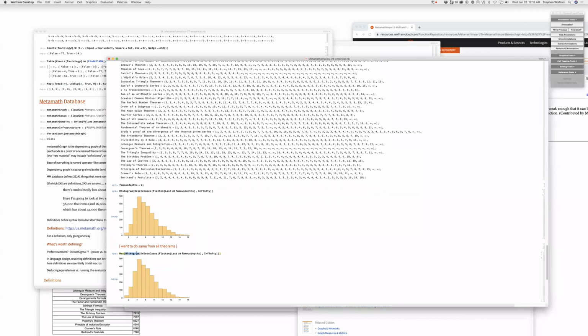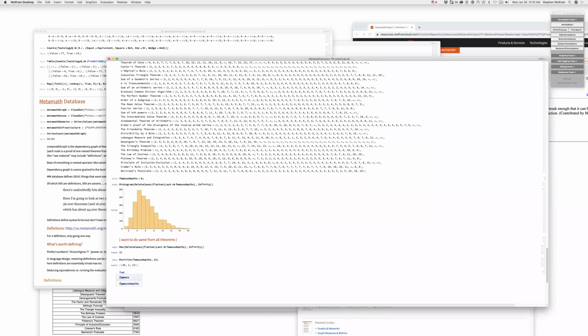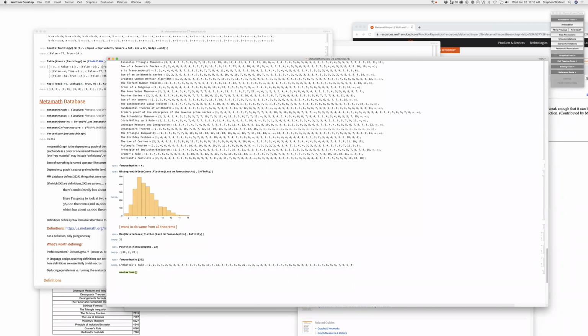Oops. 22. Okay, who's the winner? Okay, position in famous depths, 22, 36, famous depths 36. That's really weird. Okay, so 23 is used axioms of 23. And the axiom of infinity used in L'Hopital's rule. Well, I don't think any of us saw that coming.